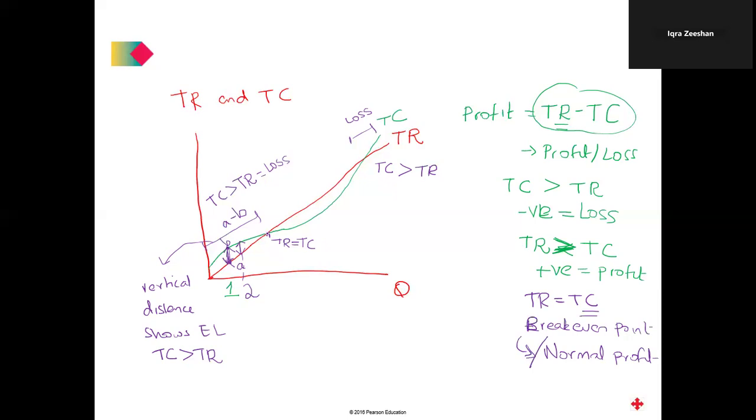So these are 2 points of intersection. Number one over here and the other is over here. At this point as well, total revenue is equal to total cost. So we have two break-even points.